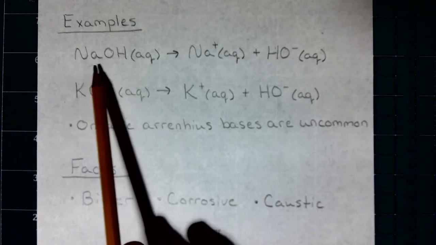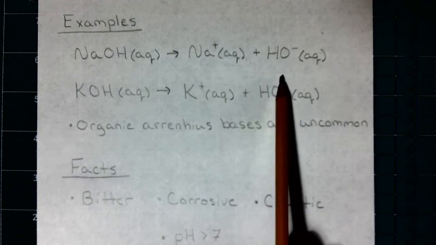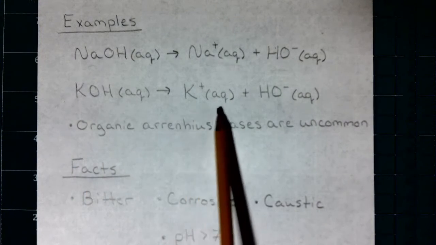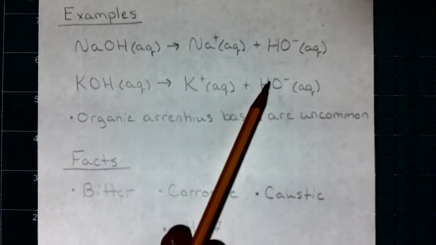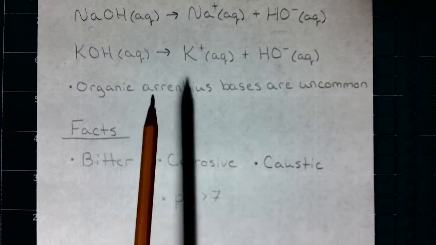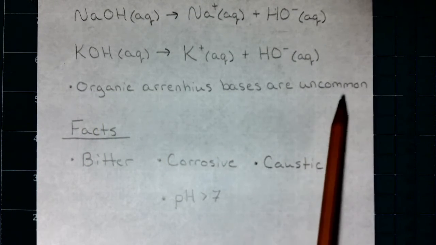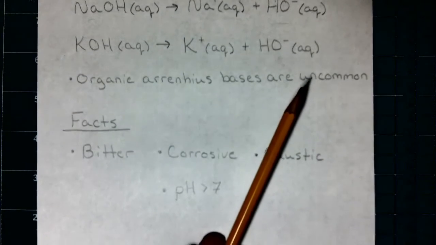Examples here: we have sodium hydroxide. When I add it to water, I get a free sodium ion and a hydroxide ion. Potassium hydroxide, when I add that to water, I get free potassium and free HO minus. Organic Arrhenius bases are pretty uncommon and pretty exotic sort of things, so you don't see that very often.